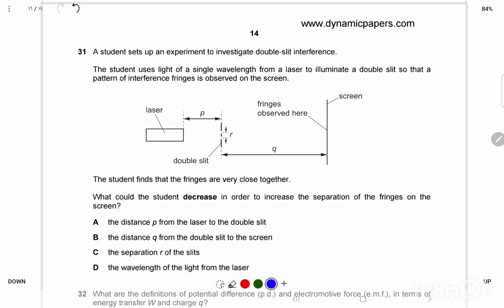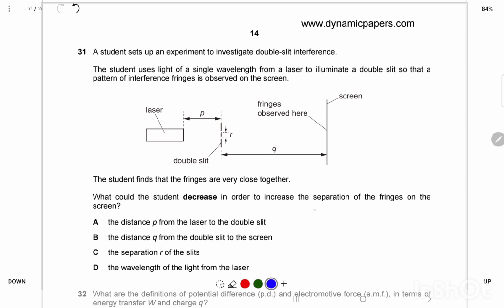Question number 31. A student sets up an experiment to investigate double slit interference. The student uses light of a single wavelength from a laser to illuminate a double slit so that a pattern of interference fringes is observed on the screen. The student finds that the fringes are very close together. What could the student decrease in order to increase the separation of fringes on the screen?